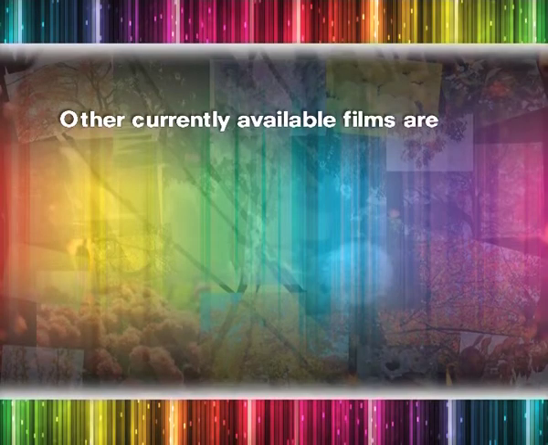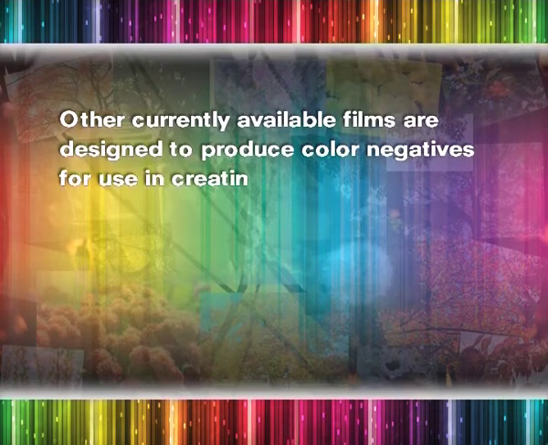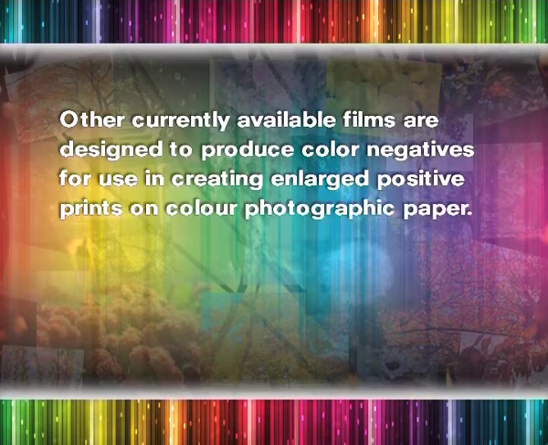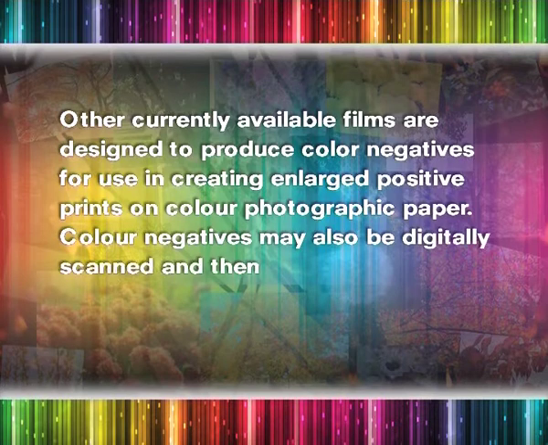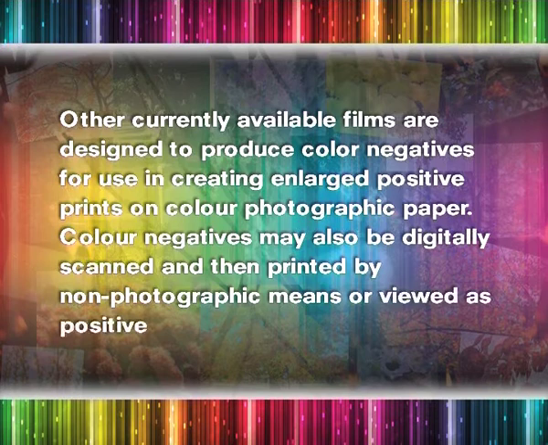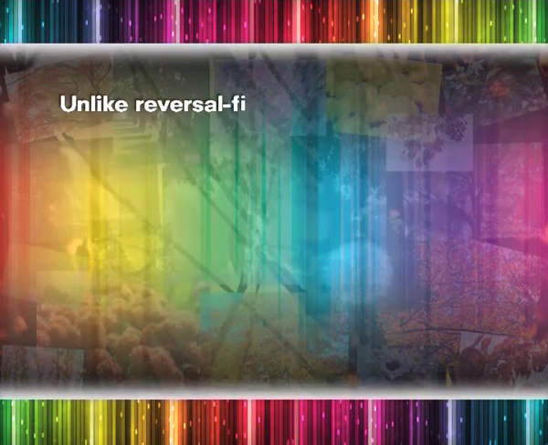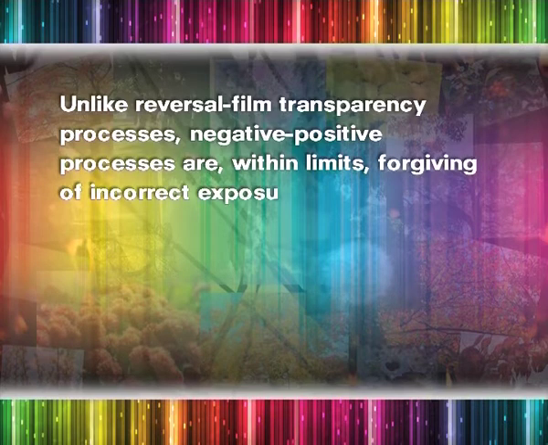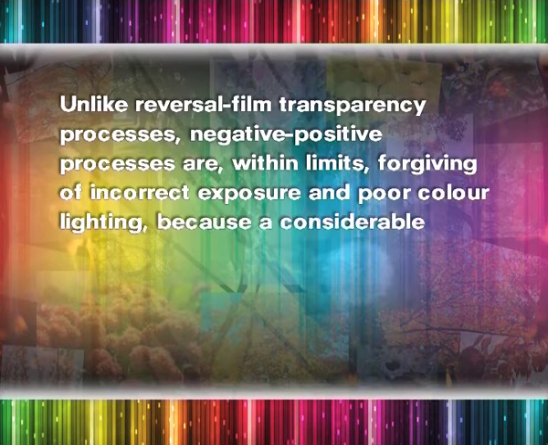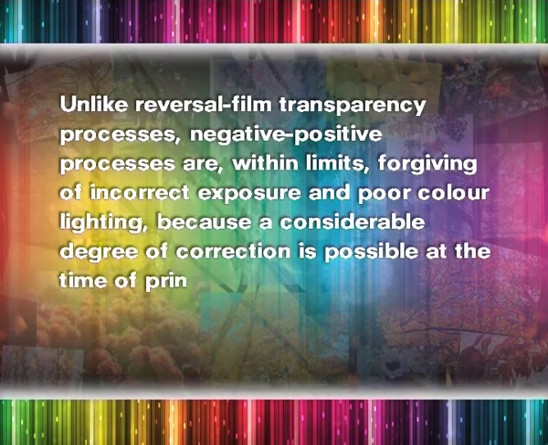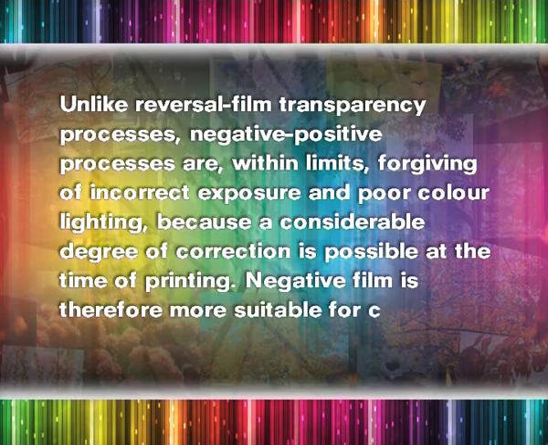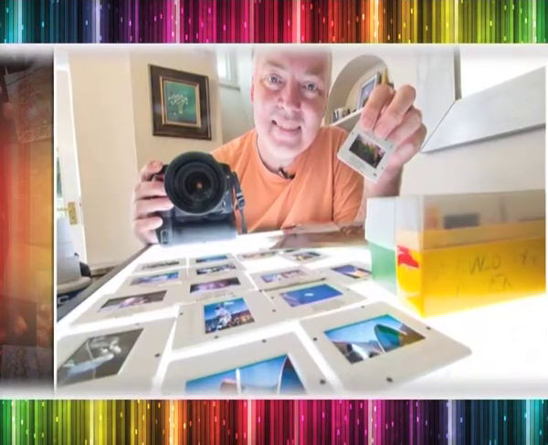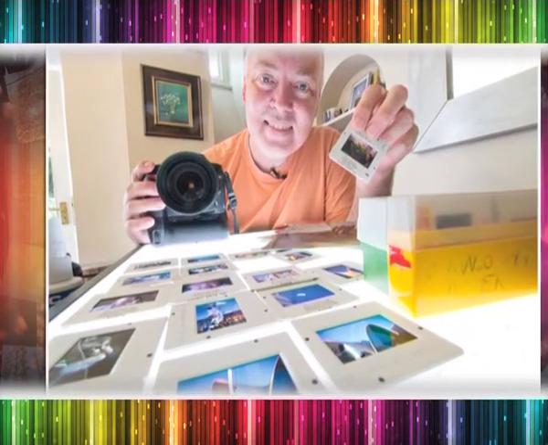Other currently available films are designed to produce color negatives for use in creating enlarged positive prints on color photographic paper. Color negatives may also be digitally scanned and then printed by non-photographic means or viewed as positives electronically. Unlike reversal film transparency processes, negative-positive processes are, within limits, forgiving of incorrect exposure and poor color lighting, because a considerable degree of correction is possible at the time of printing. Negative film is therefore more suitable for casual use by amateurs.